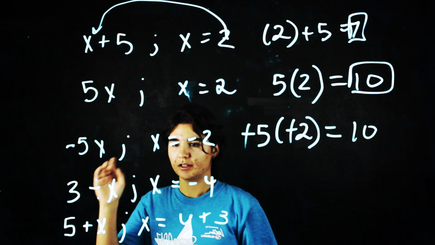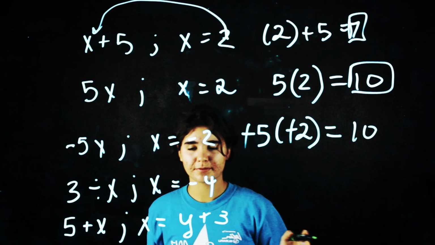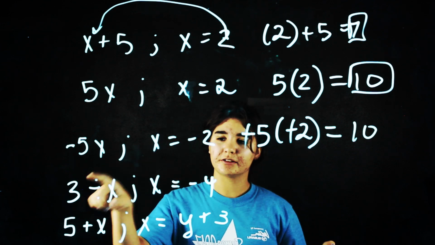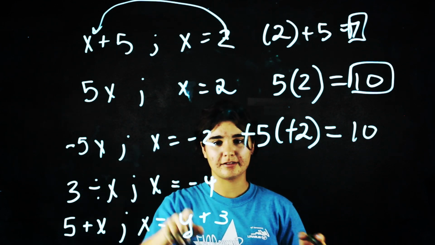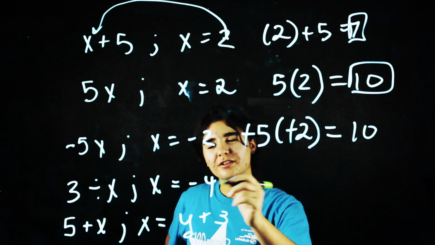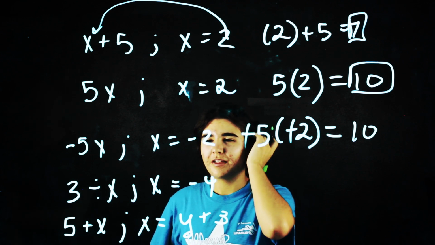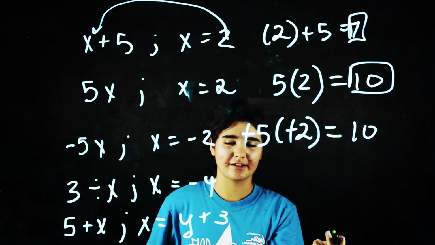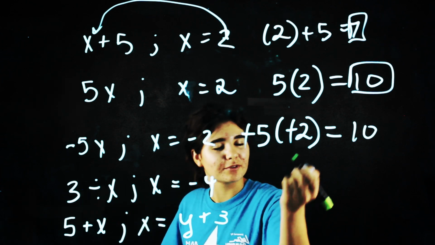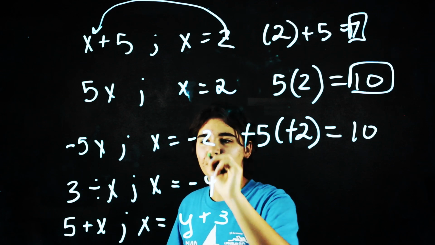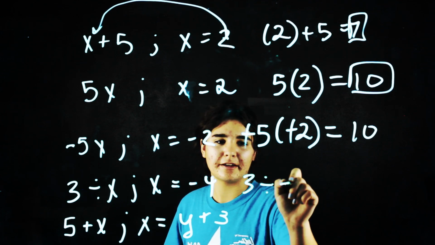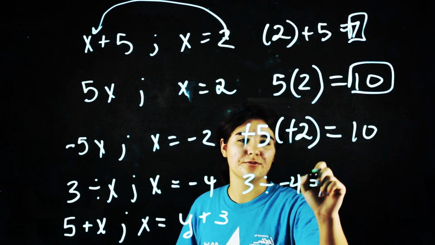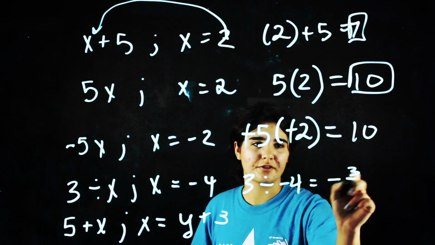Alright, now we have some division problems. We have 3 divided by x, and x is equal to negative 4. So whenever there's a division, I always like writing it as a fraction, because that's just what division is, or that's what fractions are. So this is going to be 3 divided by negative 4, which simplifies to negative, right? Keep the negative, 3/4.